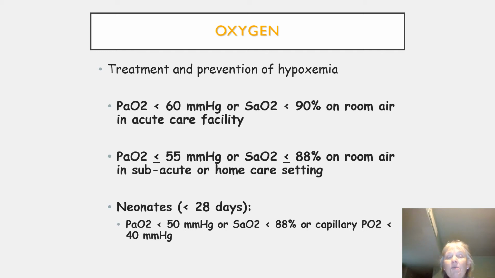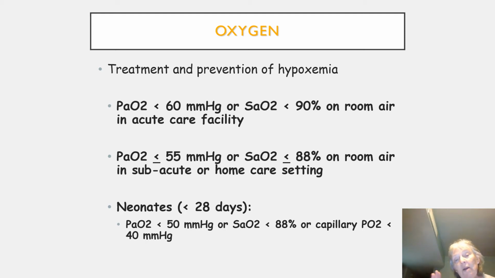Now, neonates, and this is one of the things to keep in mind, neonates are less than 28 days or 1 month. You're going to see both of these two used. These kitties get PaO2 less than 50 or SaO2 less than 88 or a cap gas where the PaO2 is less than 40 millimeters of mercury, and they are suffering from hypoxemia.